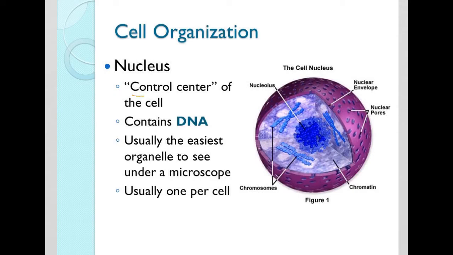So the nucleus is what we would consider the control center of the cell. At your school, it might be like your principal's office, or in a town, it might be City Hall or something like that. It contains your DNA. It is usually the easiest organelle to see under a microscope because it is usually incredibly large relative to other things and very dense because it's holding your genetic material. And there's usually one per cell. Okay, so most animal and plant cells that we'll be talking about will have a single nucleus.